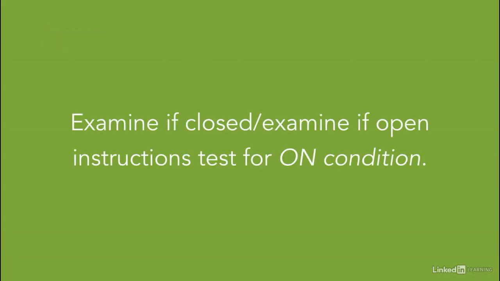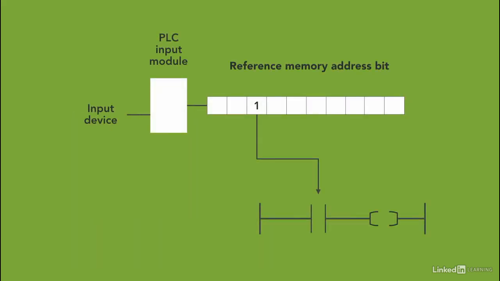Examine if closed and examine if open instructions tell the processor to test for an on condition from the reference address bit. Simply, the instruction checks a memory location, and according to the bit, 0 or 1, the instruction is either activated or not. So here's a simple layout of a digital input device connected to a PLC input module to provide an input, and it has a specific memory location to indicate the status.